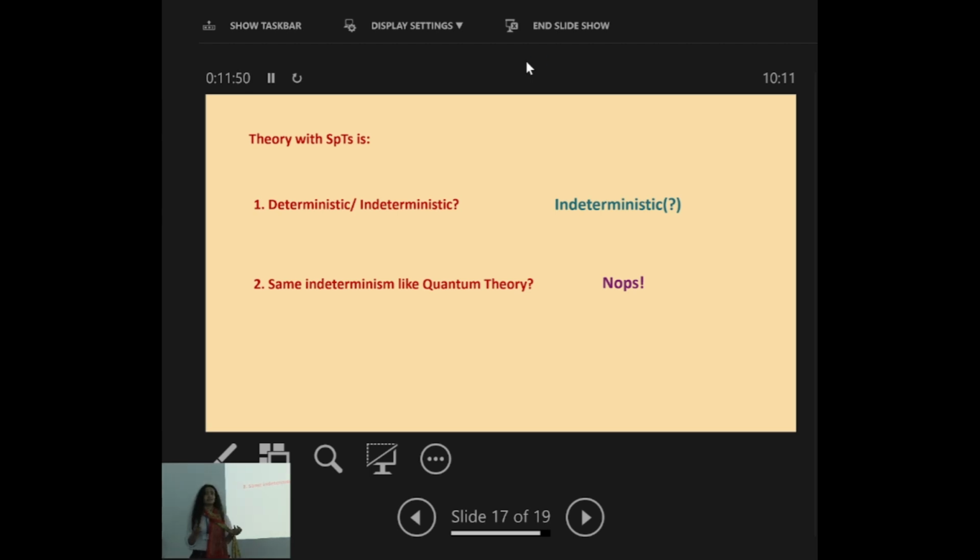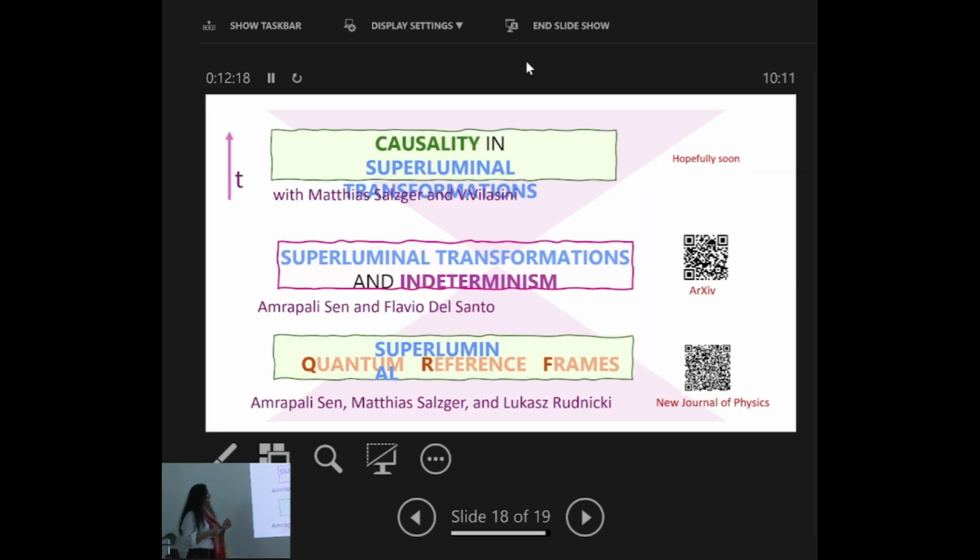But is this indeterminism the same as in quantum theory, which is the question we wanted to answer, because of this famous paper that I was talking about in the beginning of my talk? The answer is no, because in quantum theory you have indeterminism because of incompatible measurements and measurement postulates, and so on. But here the reason you're getting indeterminism is only because of the limitation of the total amount of information. And these are some past and future directions.